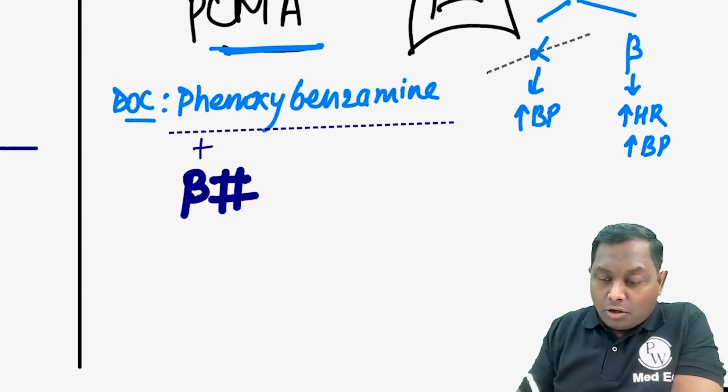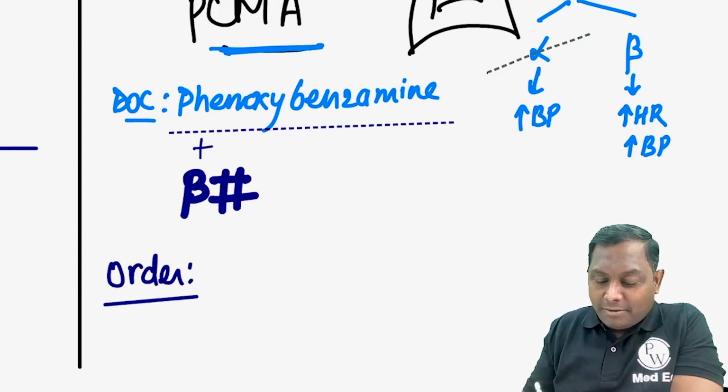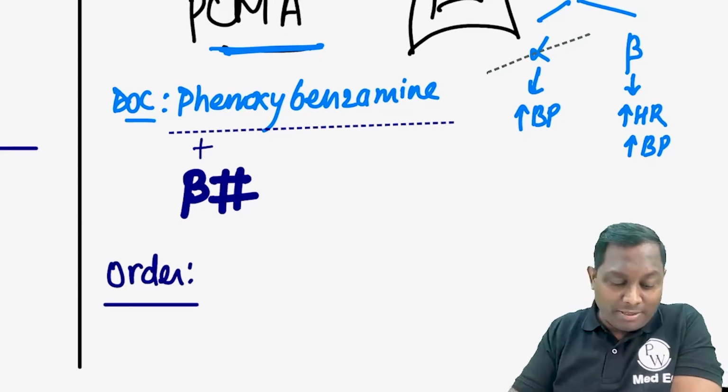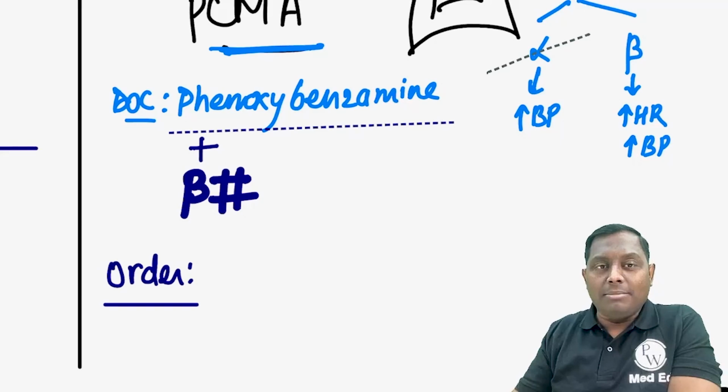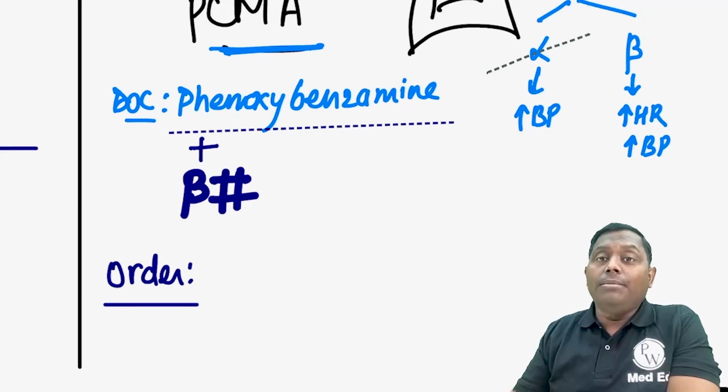And what should be the order of the therapy? Hello, what will be the order? Please tell me, jaldi say, what will be the order of therapy? All of you, please. Order of therapy. The options will be like this: give in any order. Give beta blocker, then alpha blocker. Give alpha blocker, then beta blocker. You never block beta first.